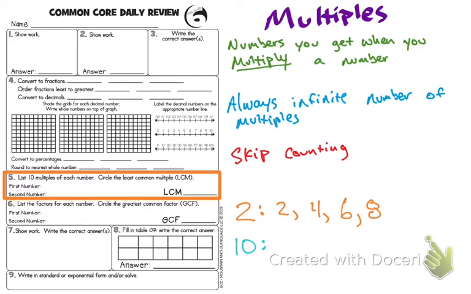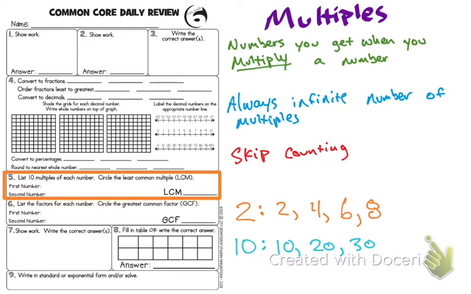We could do the exact same thing for our multiples of 10. 10 times 1 is 10, 10 times 2 is 20, and 10 times 3 is 30. And again, we could also think about this as skip counting 10, 20, 30. Now, that is how we find multiples.